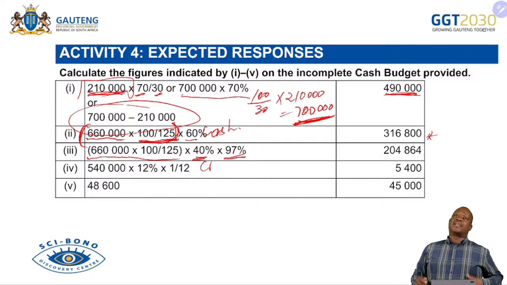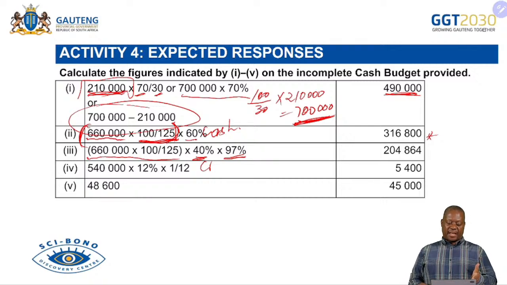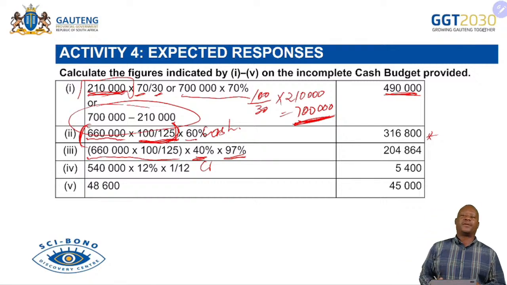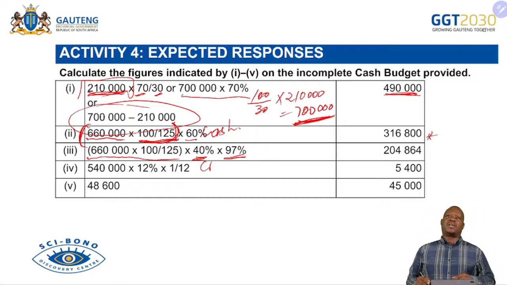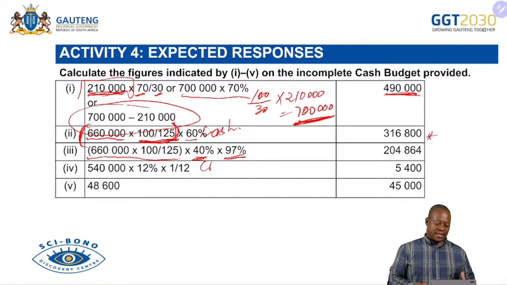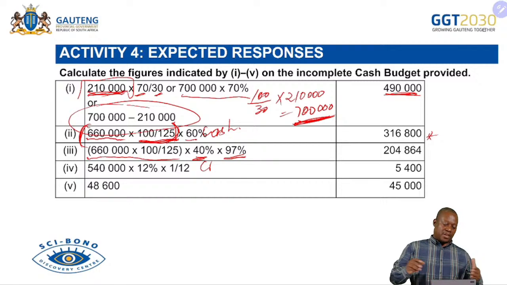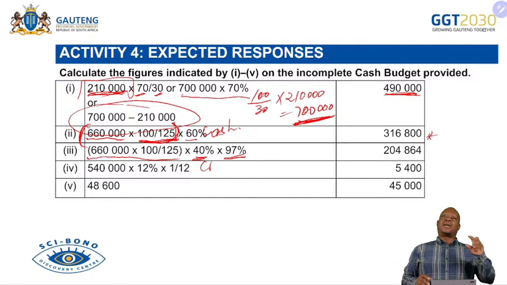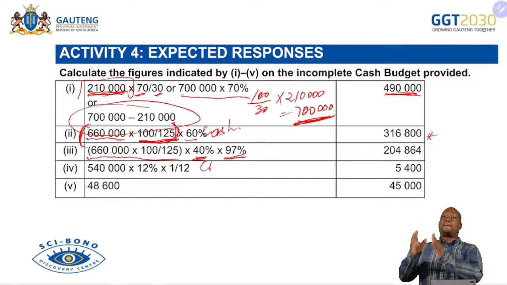Number 4 was just the interest on loan, which you guys did on your own and you did very well. 12% of 540,000 for 1 month. That's why we are getting 5,400. I know the only mistake that I can expect from that is where someone is just finding 12% and forgetting that 12% is for the whole year, and we are dealing with per month.